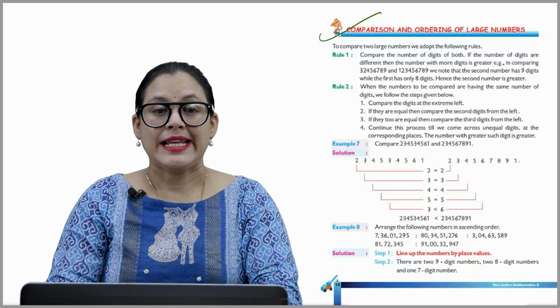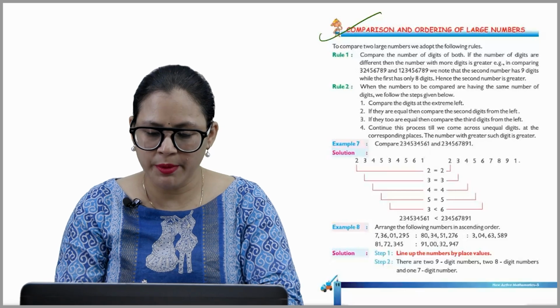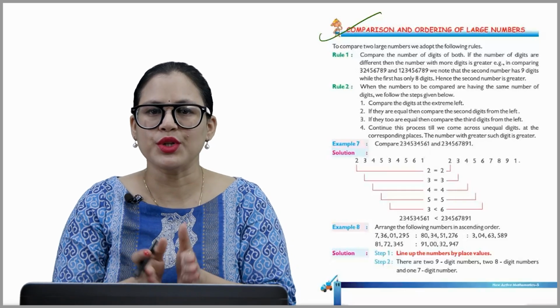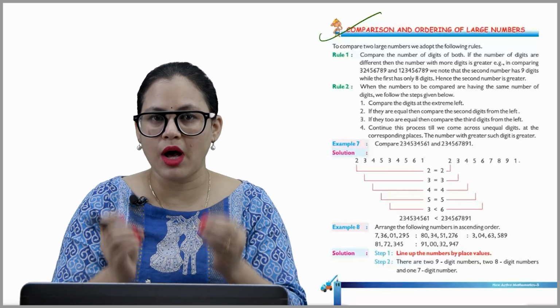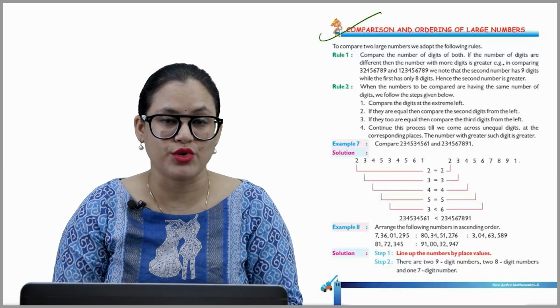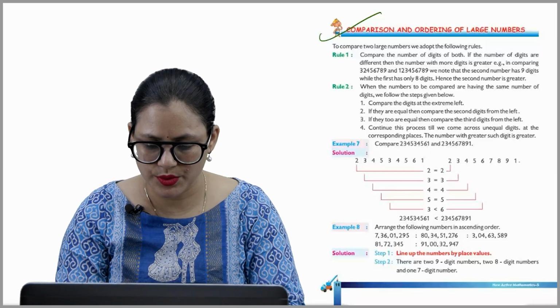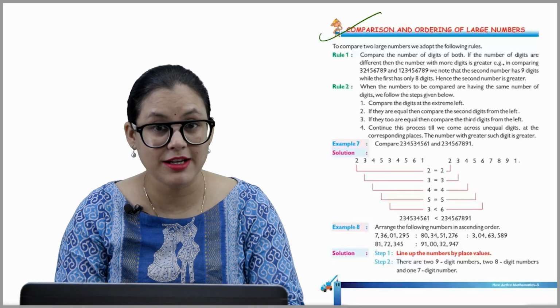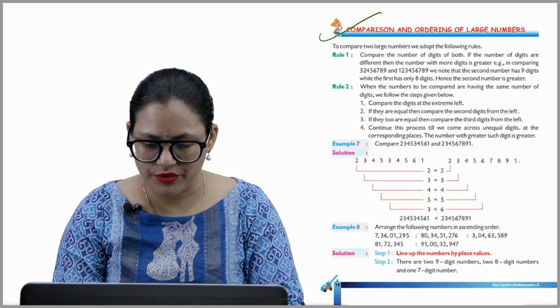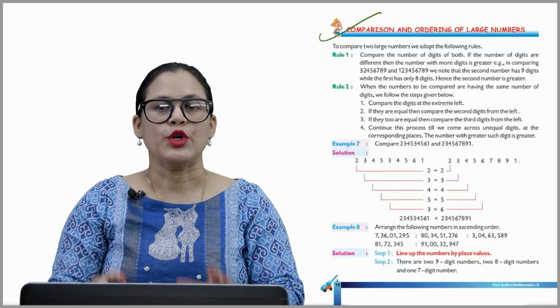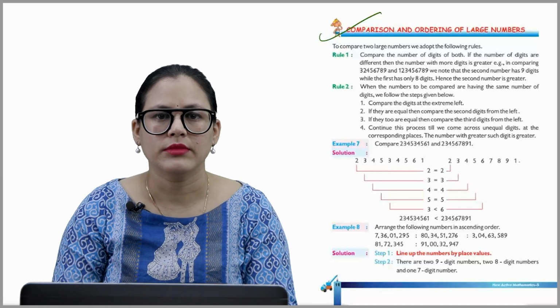So let's do example 7. We have to compare these two numbers. The first rule is we should count how many digits there are. As we can see, the number of digits are equal: 1, 2, 3, 4, 5, 6, 7, 8, 9 and 1, 2, 3, 4, 5, 6, 7, 8, 9. So the digits are equal.